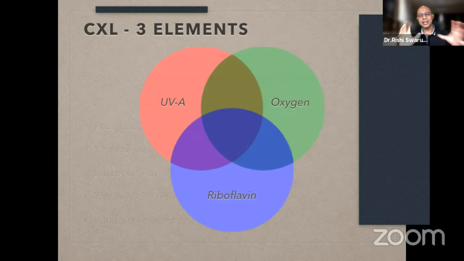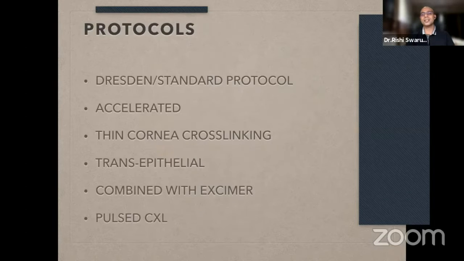So there are mainly three elements when we are talking about collagen cross-linking. One is the UV light, one is oxygen, and riboflavin. People just often talk about UV light and riboflavin, but forget about oxygen. And without oxygen, that reaction cannot take place. You need oxygen for cross-linking to work. And that is why many of the procedures like trans-epithelial cross-linking and all don't work, because oxygen doesn't reach the site where you want the cross-linking.